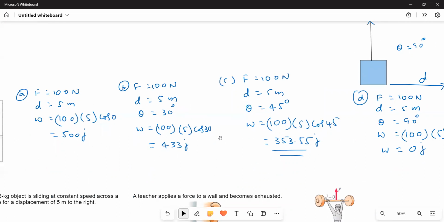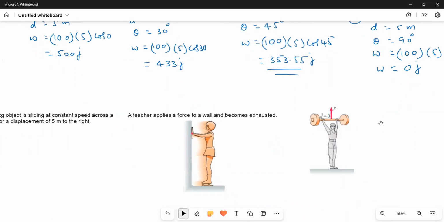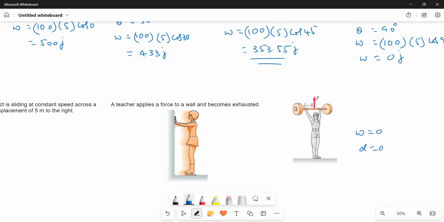Okay. Now let us see another example where the work, as I told you, at 90 degrees will be 0. I will give a few more examples. Here, this fellow is holding the bar constant. That means he is applying the force, but there is no displacement. So the work done is equal to 0, W is equal to 0 because D is equal to 0, even though he is applying the force, because the object is not moving at all.